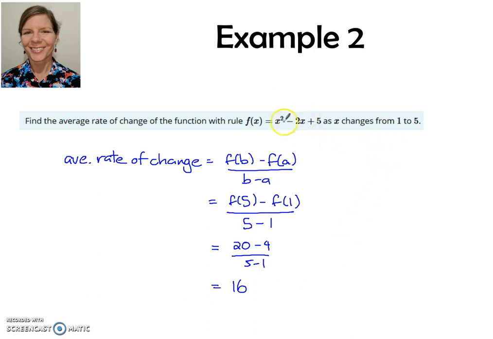So we're not concerned with what's happening in between. It doesn't matter if it goes down, if there's a turning point. All we want to know is what's happening at the beginning, what's happening at the end, what is the difference between those, and that gives us our average rate of change.